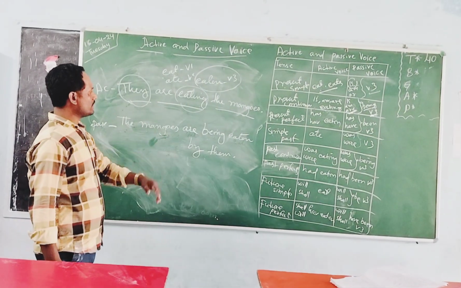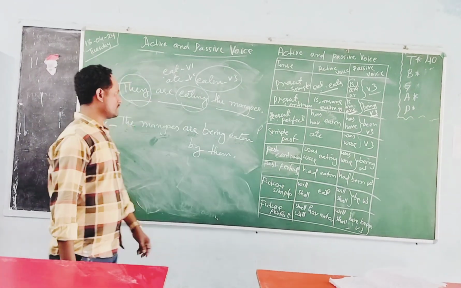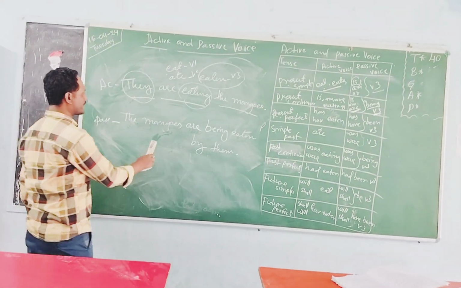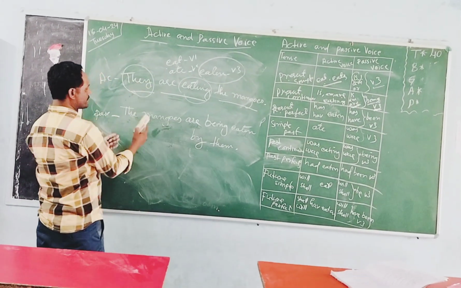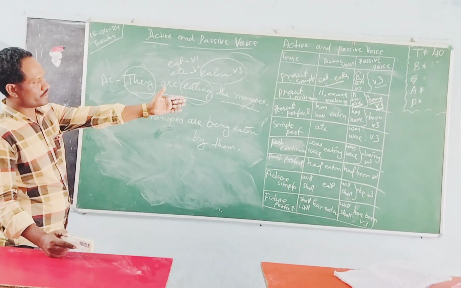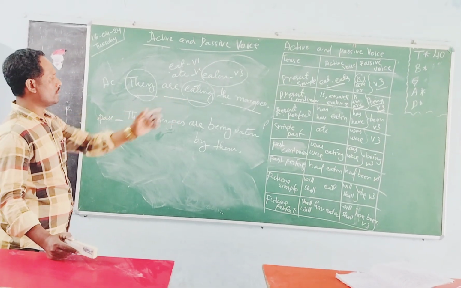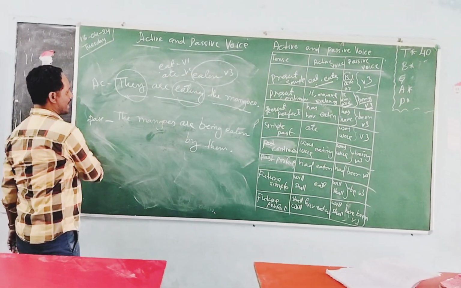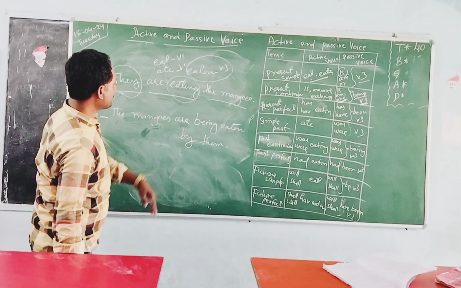The mangoes are being eaten by them. Suppose I say a singular subject, that also will change according to the singular subject; select the singular helping verb. Now let me begin with present perfect.